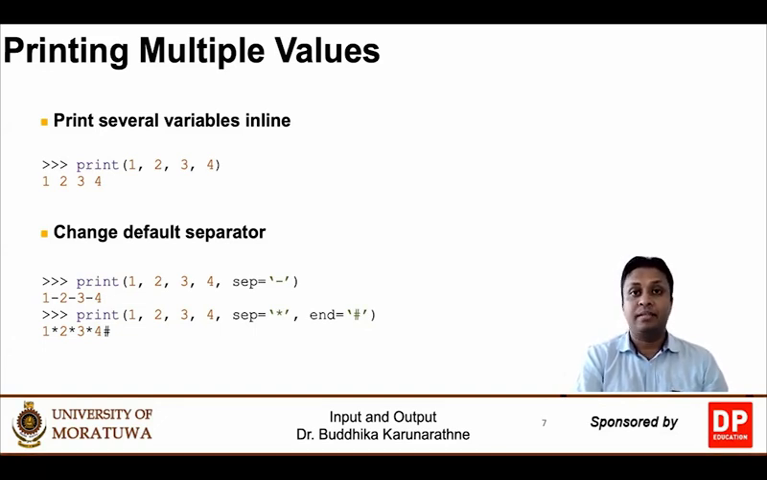This is known as the separator. We can change this to any symbol we like by passing in a value for the sep argument. If you put a dash, the variables will be separated by a dash. We can also add a special symbol at the end of the line by passing a value for the end argument.